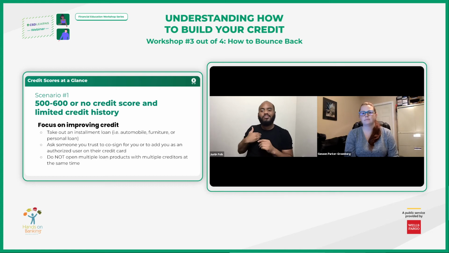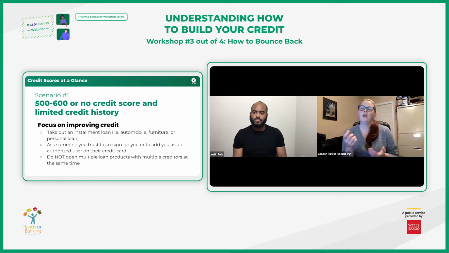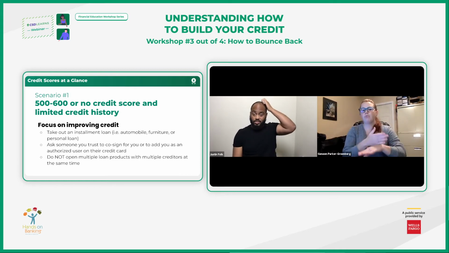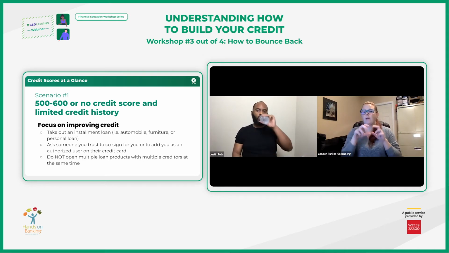Okay, here's our scenario, personal or business. This applies to both. Let's say I have a 500 to 600 credit score and very limited credit history. What can I do in that situation? So you would want to really focus on improving your credit before going forward with any other goals, which could wait until later. What you could do is take out a loan such as for a car or furniture or a personal loan, and you can ask someone that you trust to co-sign for you or to add you as an authorized user on their credit card.